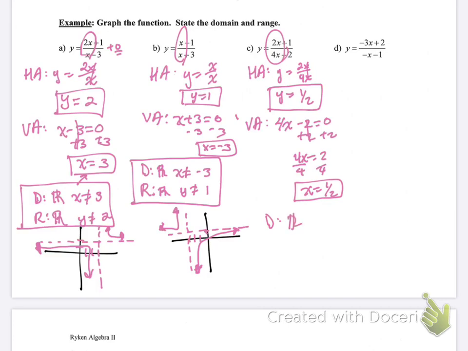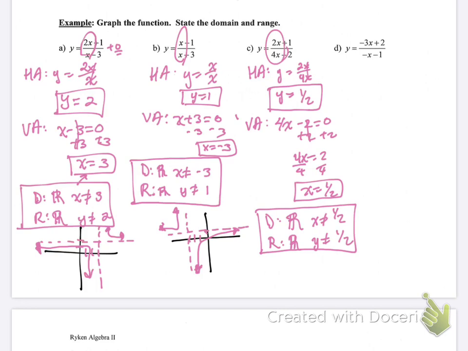So, domain and range. Domain is your x value. Remember, range is your y. So all real numbers but x cannot equal. All real numbers but y cannot equal. In this case, even though I have the x and the y right above me, I don't have to worry about mixing it up because they're exactly the same. Okay.